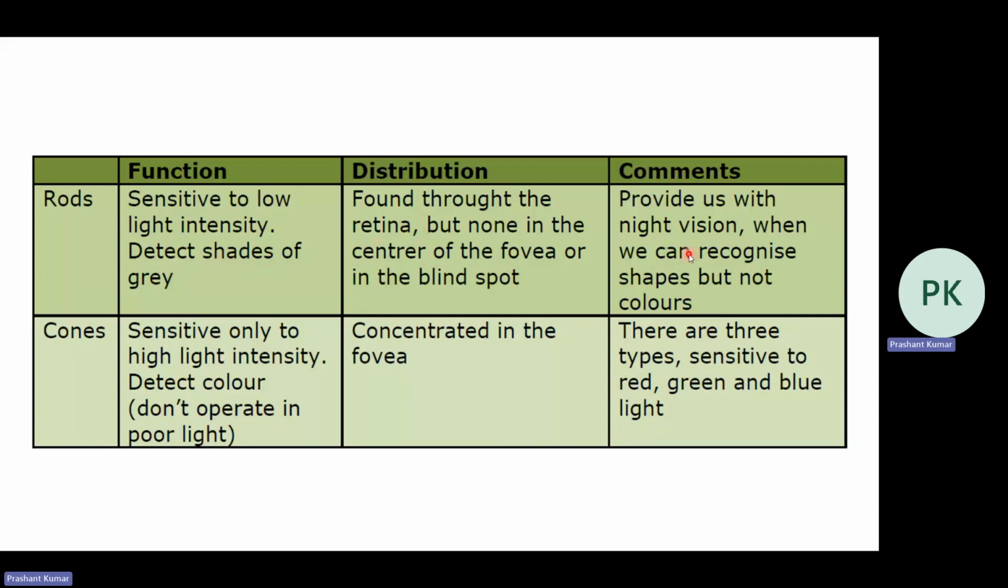You can recognize the shape but not the color because there is no light, and your rod cells are low light sensitive cells. Cone cells are sensitive to bright light, and they are concentrated in the fovea region, also called the yellow spot. There are three types sensitive to red, green, and blue light.